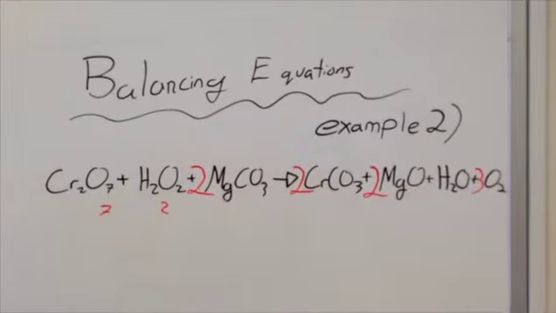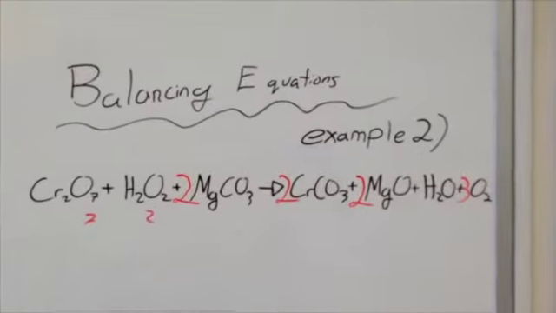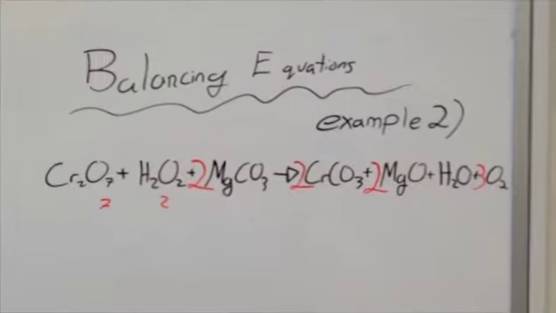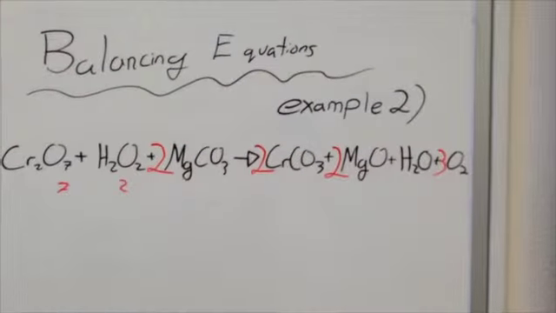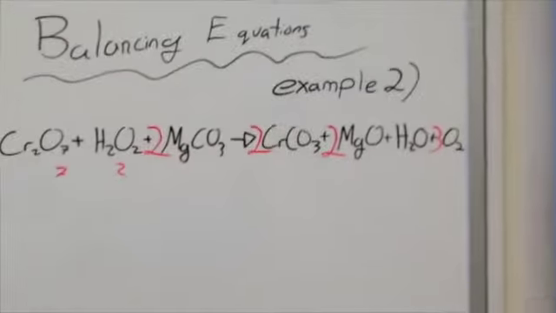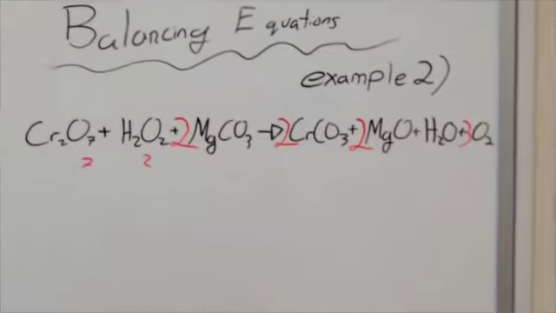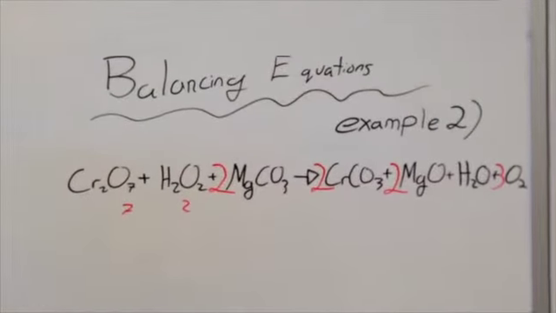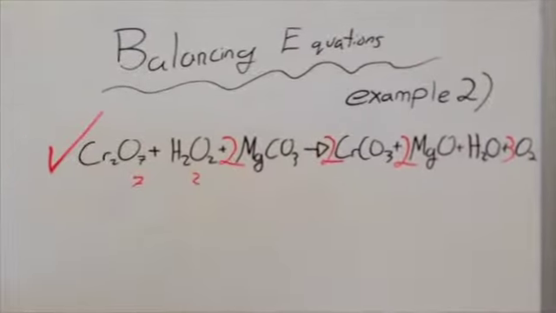Alright, now let's look again. We know everything except oxygen is balanced. We have 9 on that side, and then we have 2 plus 1 plus 6, which equals 9. Perfectly balanced. Now we're going to have a few practice examples for you.